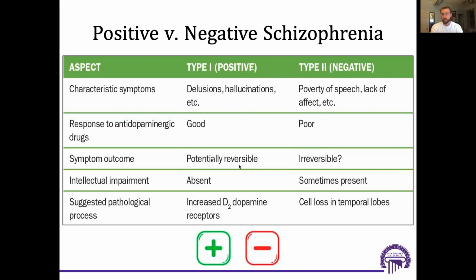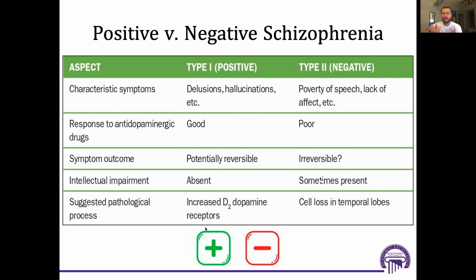Symptom outcome is potentially reversible in the case of positive. It may be irreversible in the case of negative. By the way, I should have mentioned some negative symptoms include poverty of speech, so not being able to produce fluent speech, and lack of affect, so kind of like emotional bluntedness, just very emotionally flat. Intellectual impairment we see is absent in the case of positive, sometimes present in the case of negative, and then finally, the suggested pathological process.